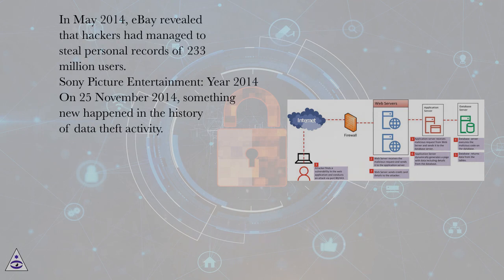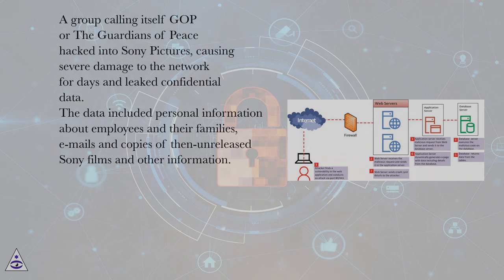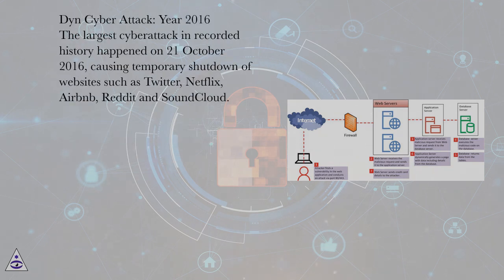Sony Pictures Entertainment, year 2014. On November 25, 2014, something new happened in the history of data theft activity. A group calling itself GOP, or the Guardians of Peace, hacked into Sony Pictures, causing severe damage to the network for days and leaked confidential data. The data included personal information about employees and their families, emails and copies of then unreleased Sony films and other information. Dyn cyber attack, year 2016.